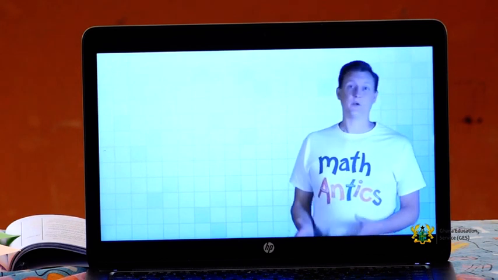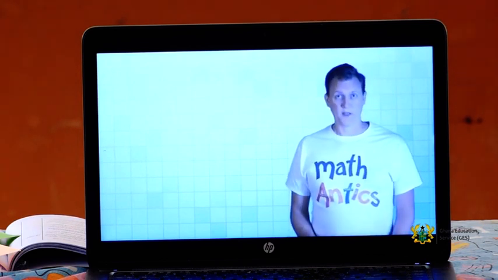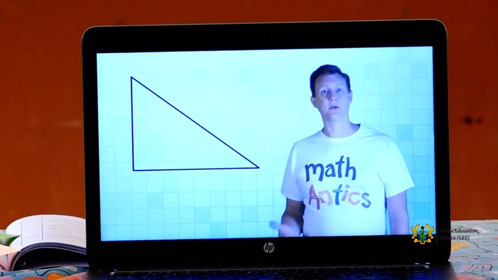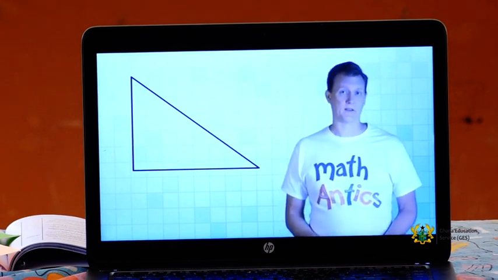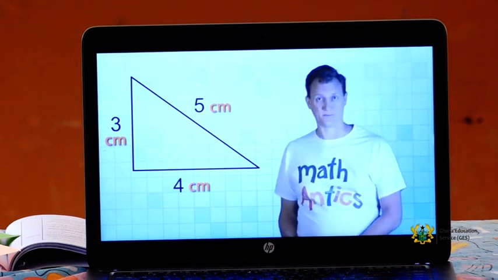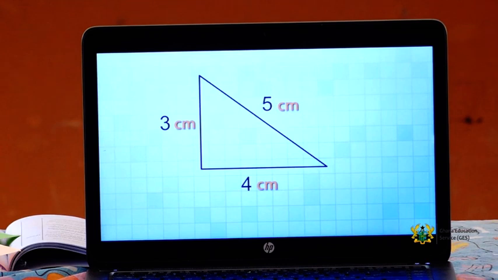Let's try doing that with a few examples so you see how it works. The first polygon we'll try is a triangle. This triangle has three sides that are each a different length: 3 centimeters, 4 centimeters, and 5 centimeters. Now, to find the perimeter of the triangle, all we have to do is add up the lengths of those three sides.